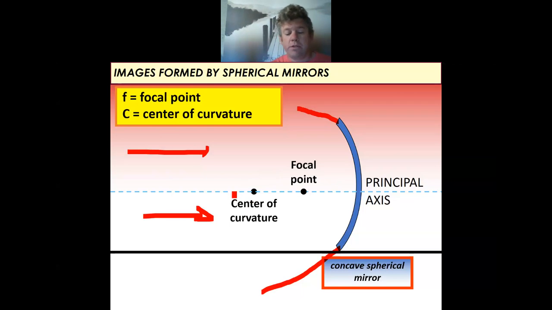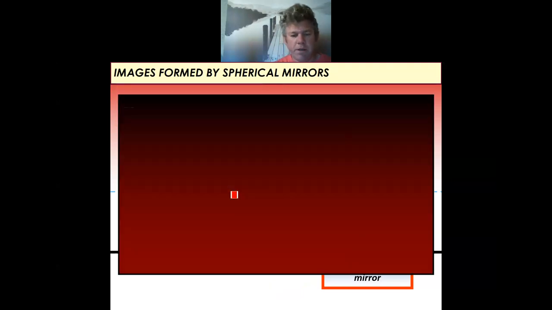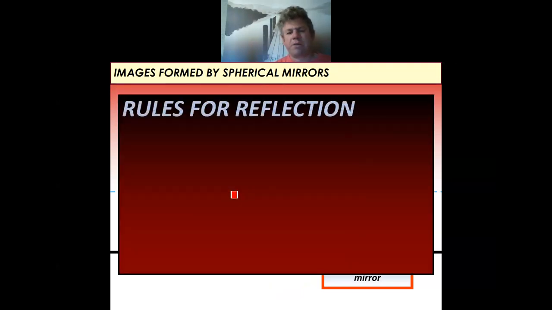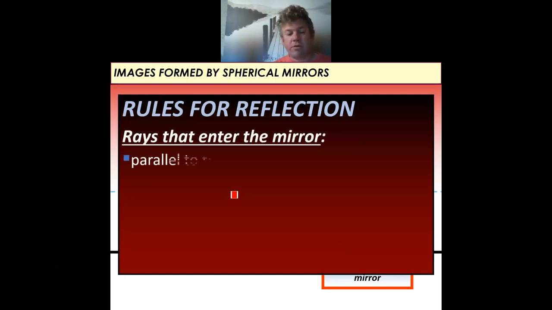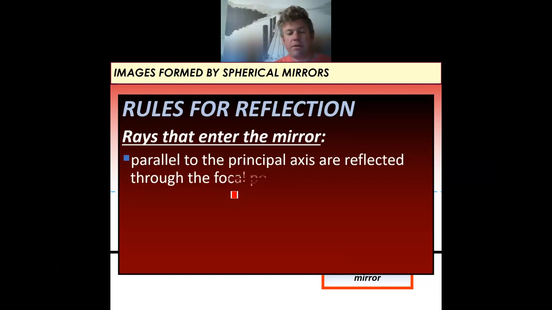Just remember those two points because they become crucial as we start to draw. Now, the rules for reflection. When we looked at how to draw images for concave or convex lenses using the thin lens equation, we had three rules. Rays that enter the mirror parallel to the principal axis are reflected through the focal point F. As they come in flat along the principal axis, they hit the mirror and then go back down through the focal point.